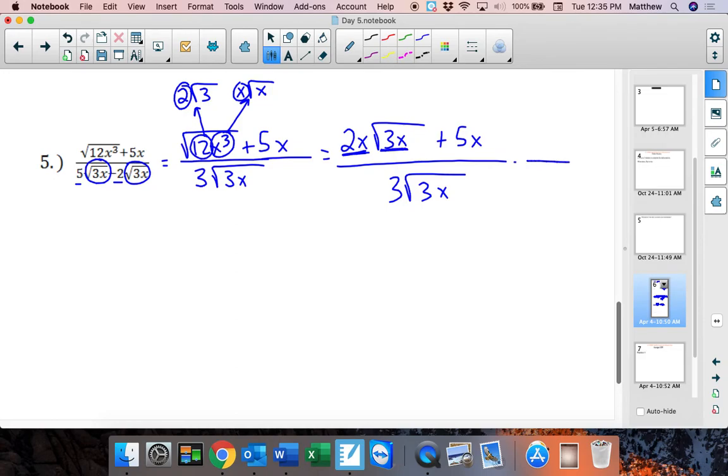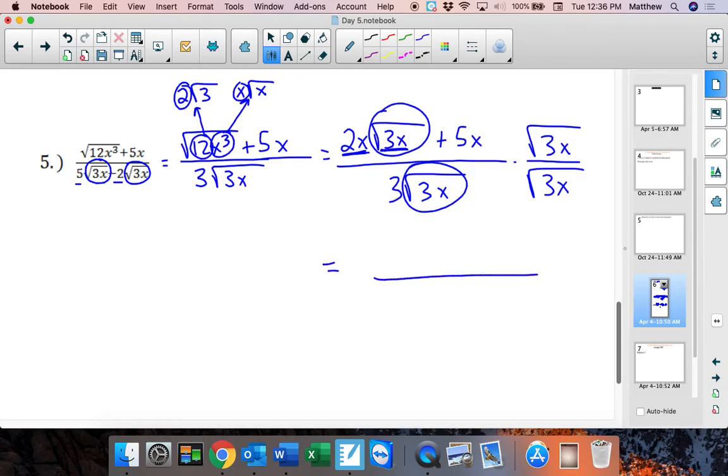Rationalize. Why? Because this radical is simplified, this radical is simplified, and otherwise I'd be done, but I can't have a radical in my denominator. So multiply numerator and denominator by root 3x, and I'm left with this. Let's do the denominator first. 3 times 3x is going to give me 9x. Okay? 3 times root 3x times root 3x is 3 times 3x, which is 9x.